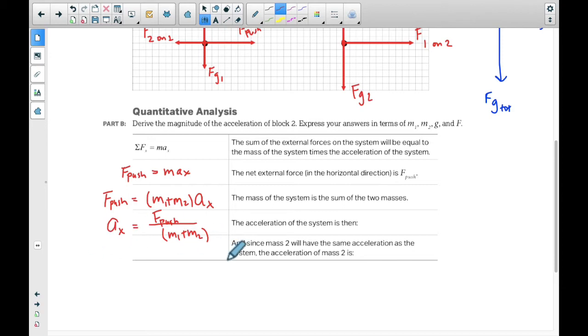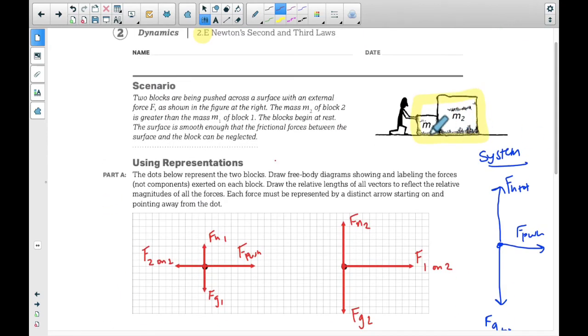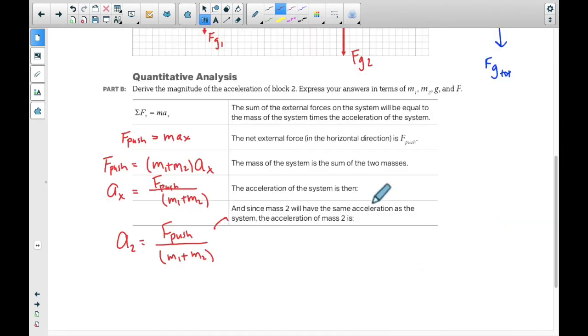That's the acceleration. And then it says, and since mass 2 will have the same acceleration as the system, the acceleration of mass 2 is the same thing. Okay, that's the same thing. We just subbed in a 2 for that block. So that block is going to have the same acceleration as the whole system. Now that makes sense, right? Whatever acceleration it has, it's going to be the same thing for block 1 and block 2. Okay, let's go to the other page.